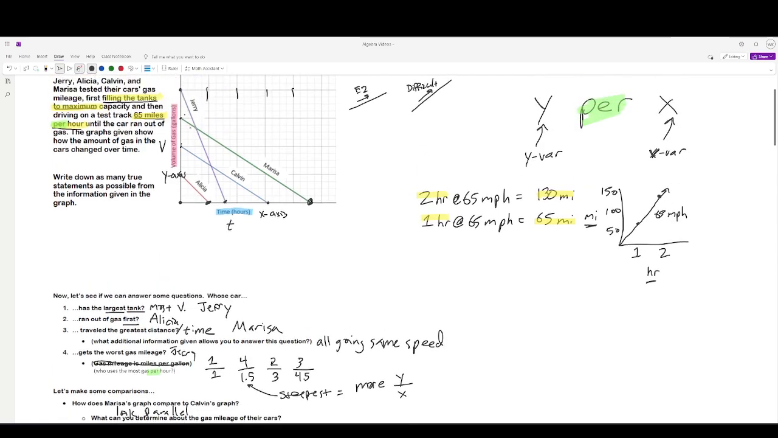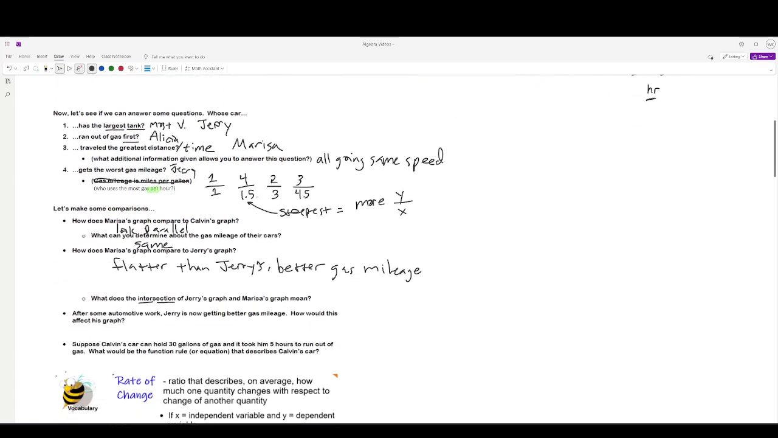So we have an intersection. Jerry is purple, Marissa is green. So our intersection is this point right here. That means that at that time, they had the same amount of gas remaining. It means their X and Y were equal. So same X and Y, that's what we see on the graph.